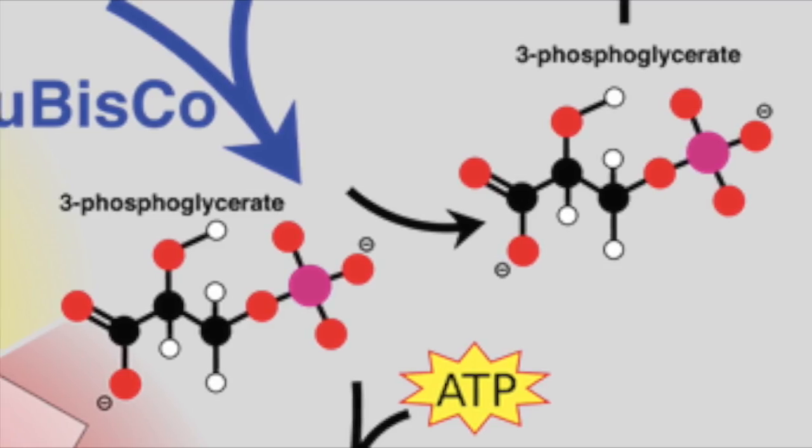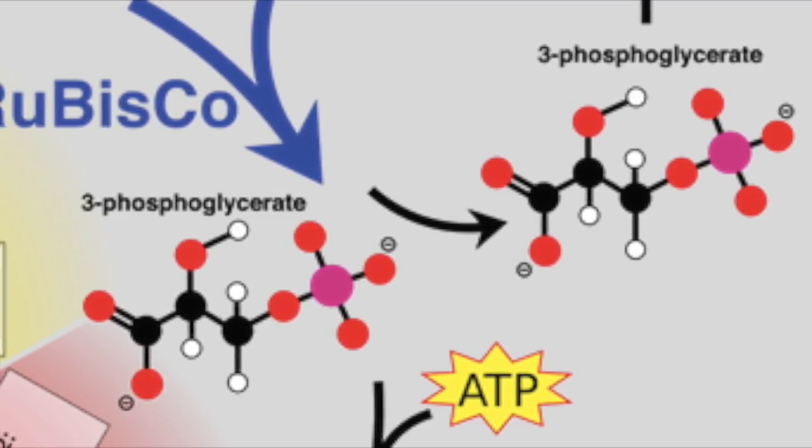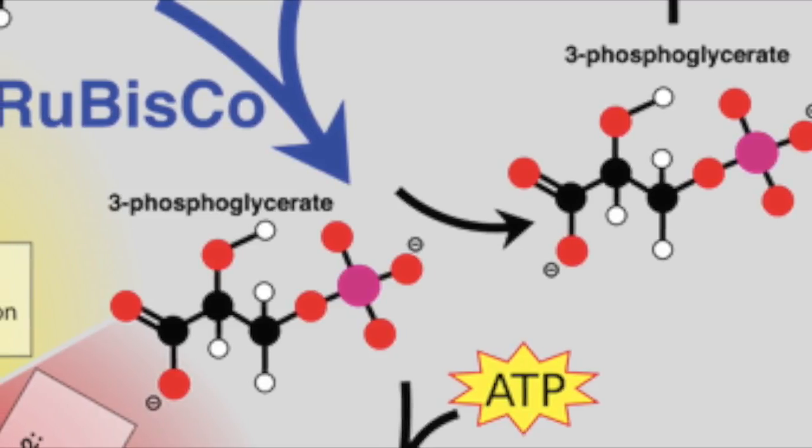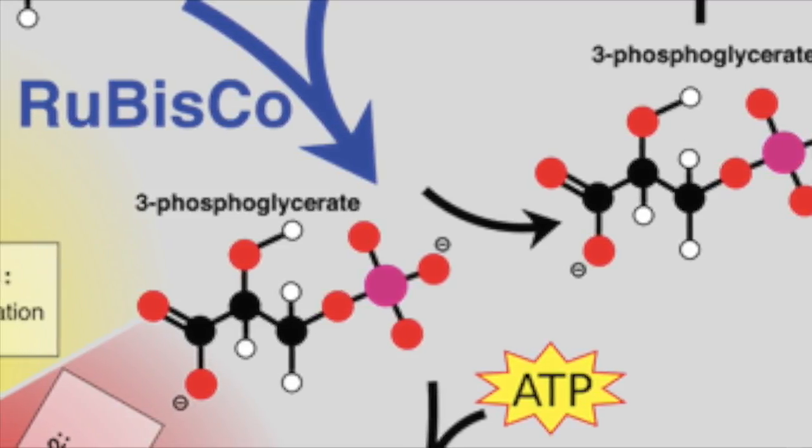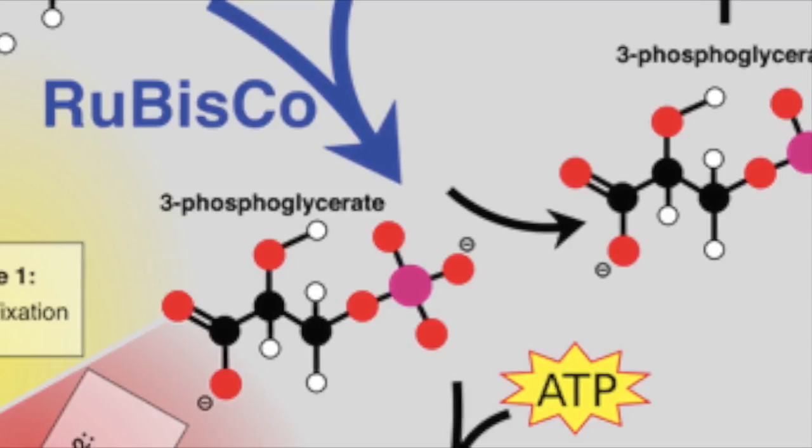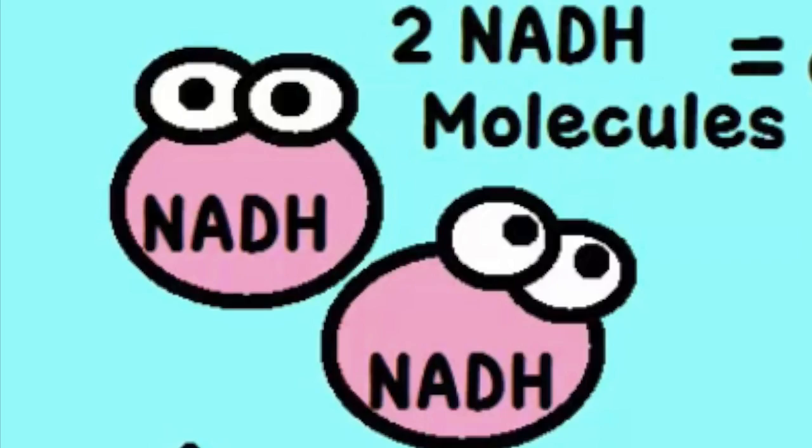The reduction of the 3-phosphoglycerate goes through 2 steps. First, ATP is used to phosphorylate the 3-phosphoglycerates. Secondly, NADPH transfers 2 high-energy electrons to each of the phosphorylated 3-phosphoglycerates.